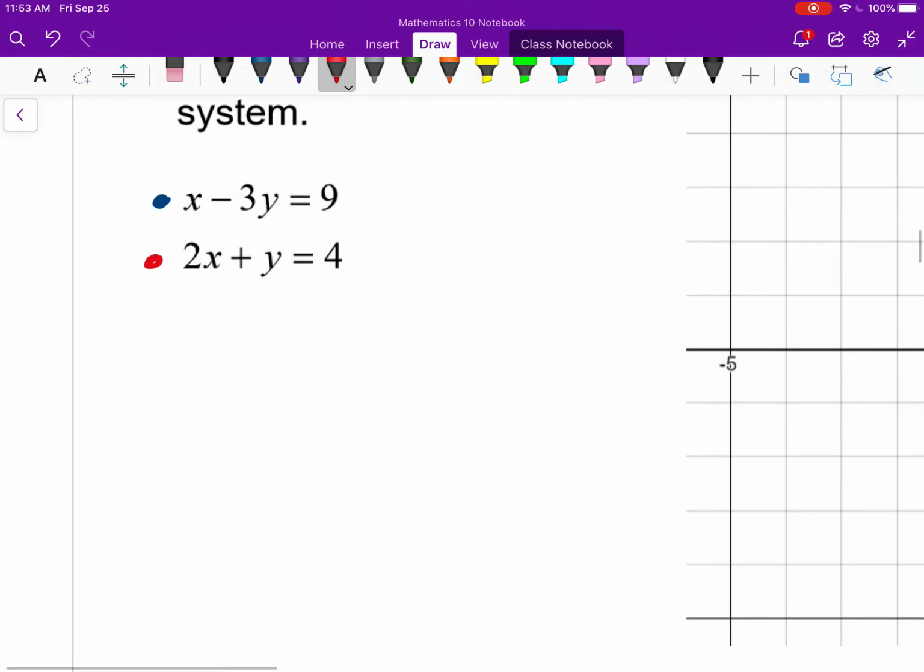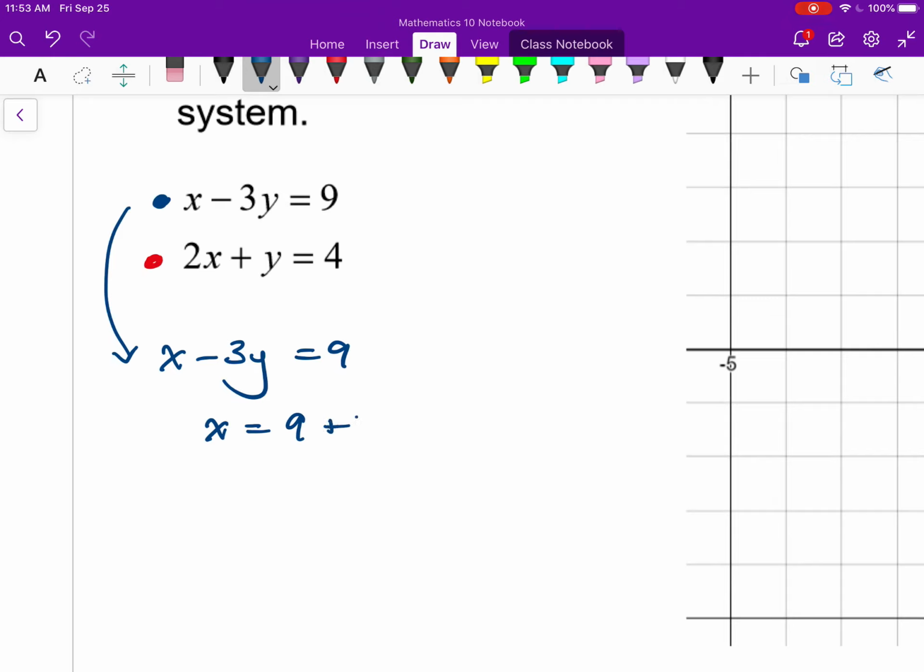Well, one option is to solve for y, because it's not in slope-intercept form yet. So the first thing I want to do is I'll just write it right here: x minus 3y equals 9. If I want to solve for y, I'm going to add 3y to both sides. So I get x equals 9 plus 3y.